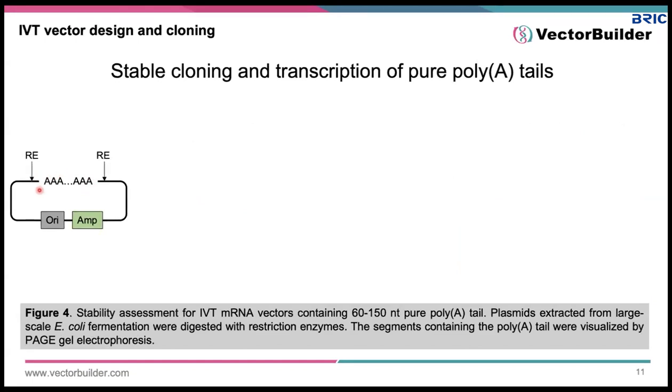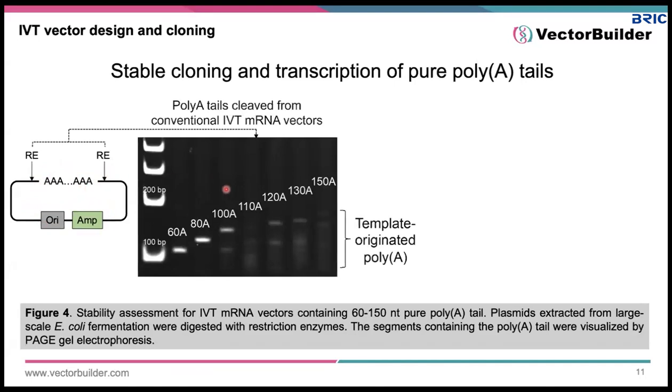In this case, we used a conventional IVT mRNA backbone and cloned a polytail region of different lengths into that backbone, and also flanked the polytail region with 2 unique restriction enzyme sites. After cloning, we used restriction enzymes to free this polytail region from the plasmid and ran it on a gel to see how intact the polytail region is on the plasmid.